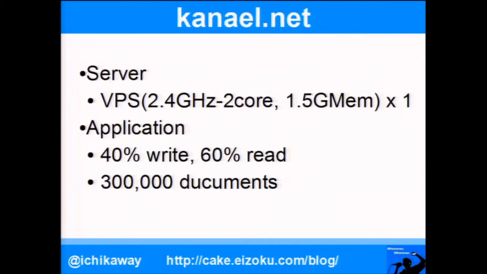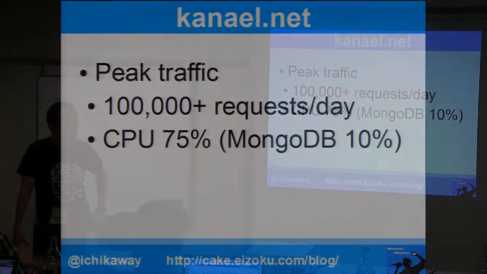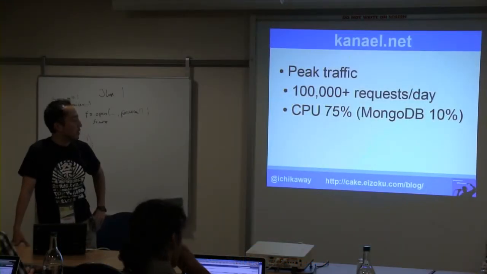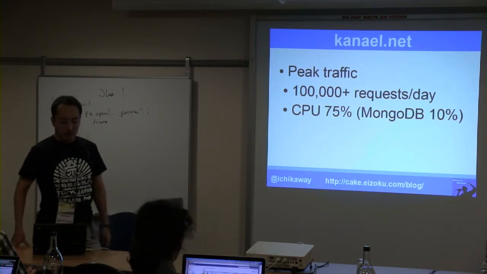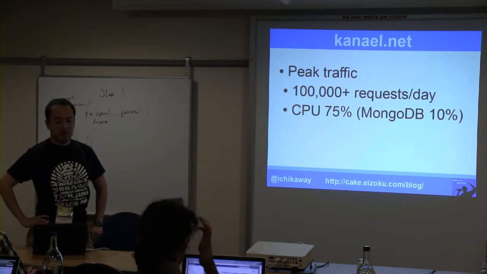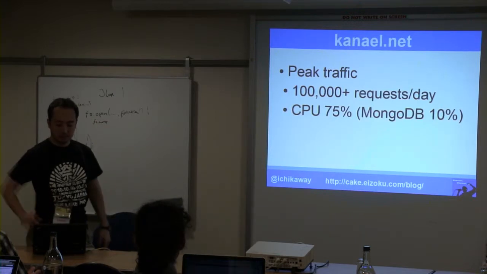I use one VPS server, and this application has many update write accesses: 40% write access, 60% read access. Now this site has 300,000 documents. Peak traffic was 100,000 requests per day, based on Google Analytics. It used 75% CPU resource, but MongoDB used under 10% CPU resource.